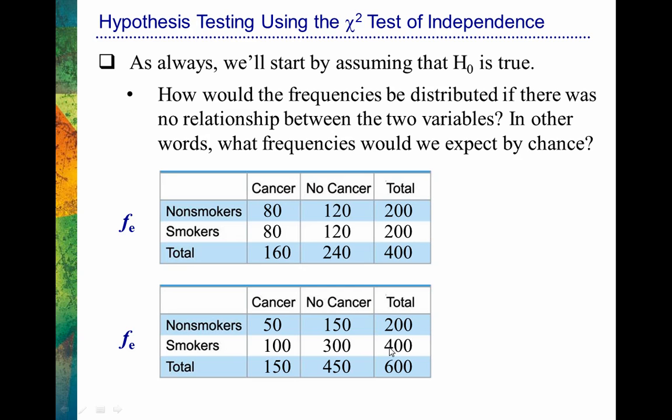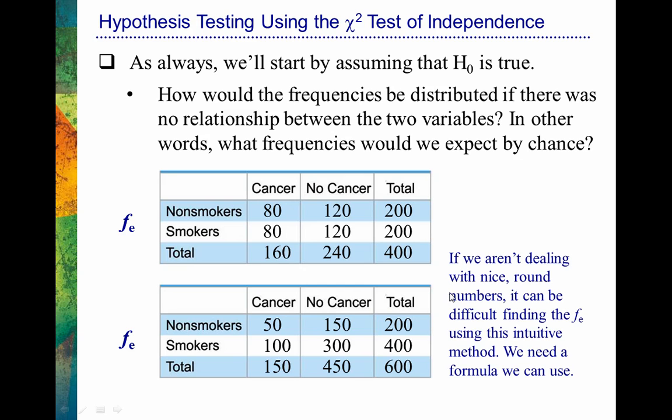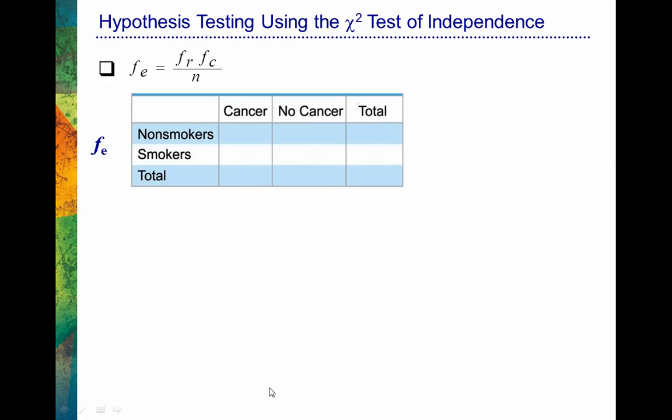Although that was relatively easy, we're also dealing with these nice round numbers. In the real world, it doesn't typically work that way. So the intuitive method that we're using can become very difficult. We want some type of formula where we can figure out these expected frequencies without having to rely on our basic intuition. Let's talk about that next.